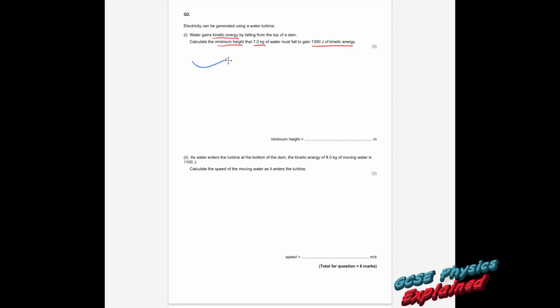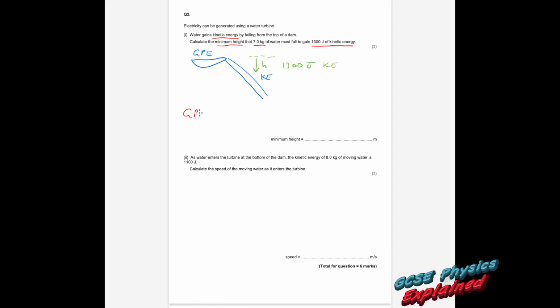If you imagine you've got some water at the top, that water is going to roll down the hill. Now, as it does, the gravitational potential energy that the water has at the top is going to get converted into kinetic energy. So we need to know, how far does that water need to fall? What's the height in order to gain 1,300 joules of kinetic energy? So basically, we need to lose 1,300 joules of gravitational potential energy because it's going to turn into kinetic energy.